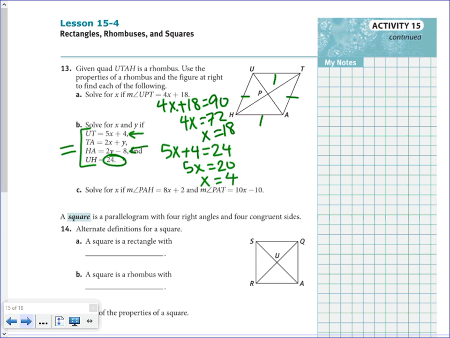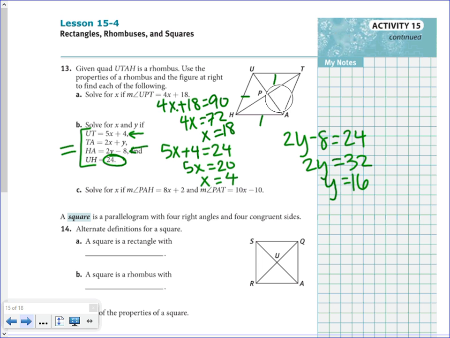For the next one, 2y minus 8 equals 24. Add 8, you have 32. Divide by 2, and you get 16. So that would be your x and your y values.